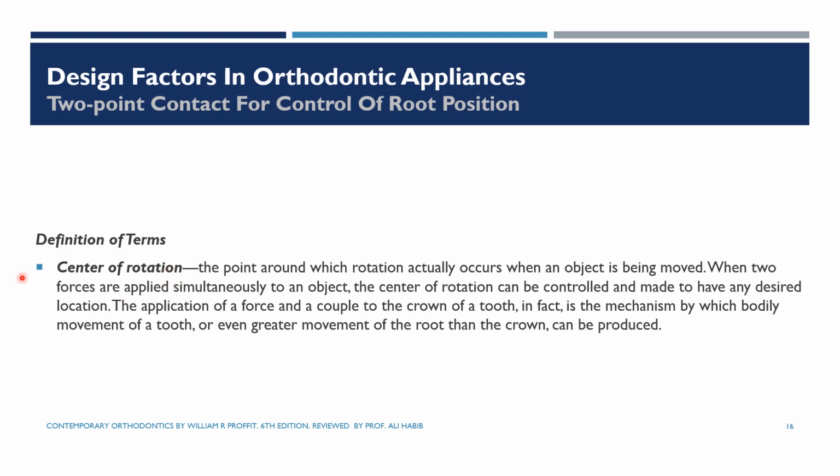Another important definition is the center of rotation, the point around which rotation occurs. So for example, if the tooth rotates in a pure rotation way, we expect it to rotate around the center of resistance. So the center of rotation will be at the center of resistance, which is difficult to achieve. We don't have pure rotation. We don't expect the tooth to rotate purely because it's contained in the bone. And there are other examples we're going to talk about.